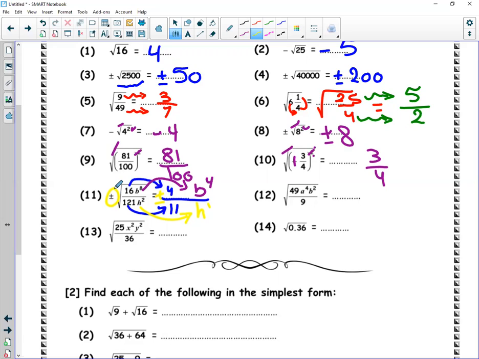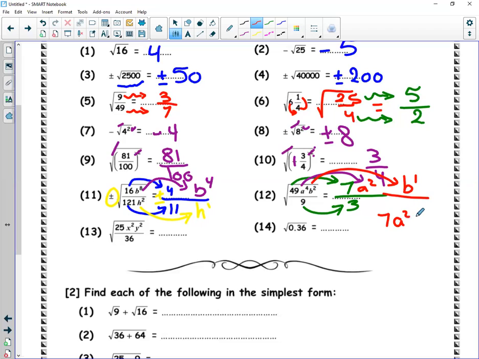Number 12, 49 a power 4, b power 2, divided by 9. To solve this question, we find the square root of 49, which equals 7, and the square root of 9 equals 3. For a power 4, we find half of this power, which is a power 2, and for b power 2, half of this power is b power 1. So the answer will be 7 a power 2 b divided by 3.